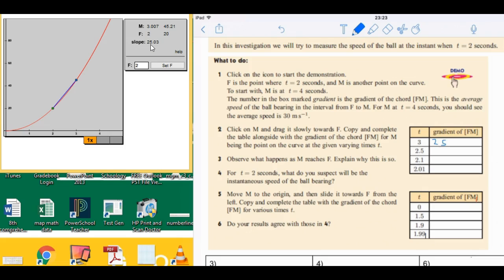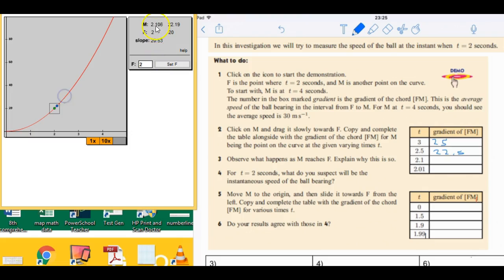Okay. And then now I'm going to move it to 2.5. Move M to 2.5. And if I do that, you can see the slope goes down a little bit. It goes down to 22.5. So before it was 25, and now it's 22.5. Now I'm going to take it down to 2.1. So now I got pretty close to 2.1. My slope is now 20.5. So I'm going to write that down.